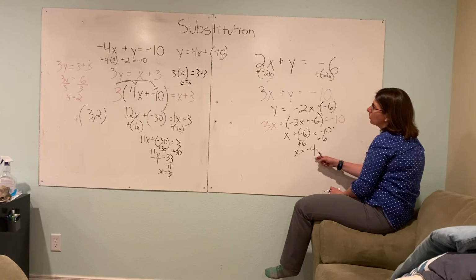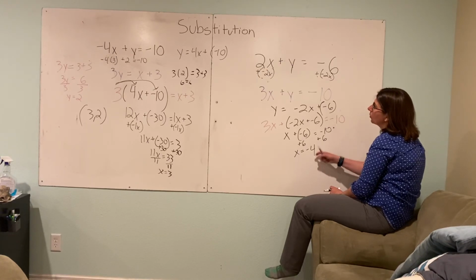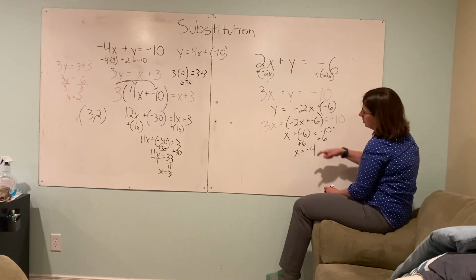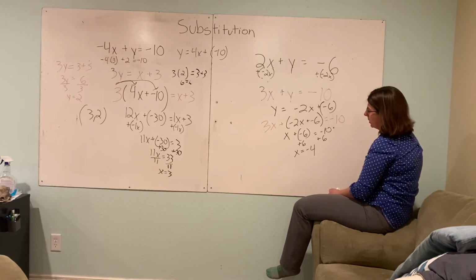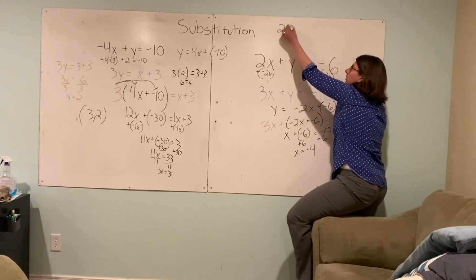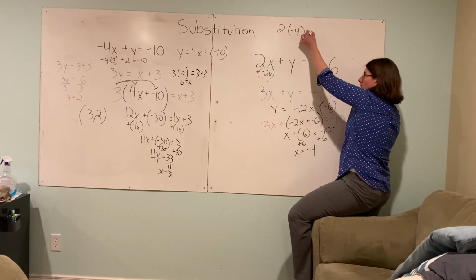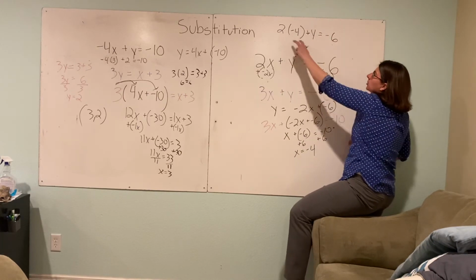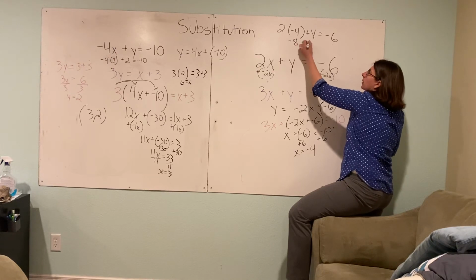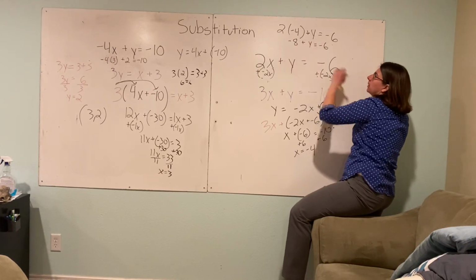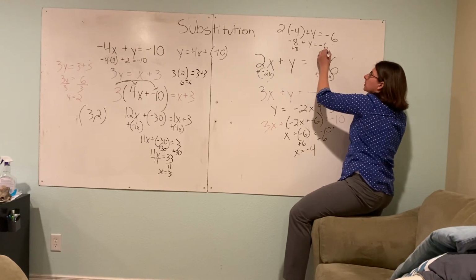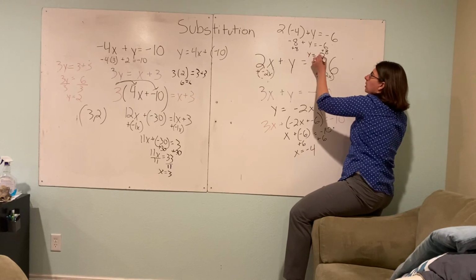Once we know what x is, we want to go back and put it into one of the two original equations. This doesn't matter. One's not going to be easier than the other. Okay, so let's just use the top one because there's a little bit more room to write above the board there. So 2 times -4 plus y, because we don't know what y is yet, equals -6. 2 times -4 is -8 plus y equals -6. In order to isolate the variable, we need to add 8 to both sides. Y is going to equal 2.